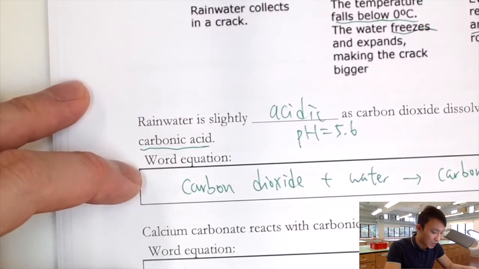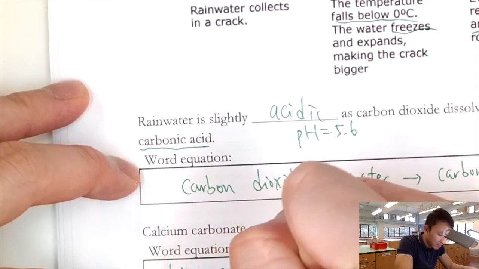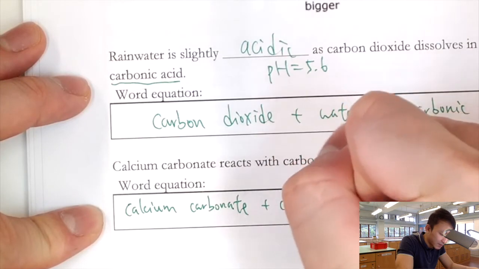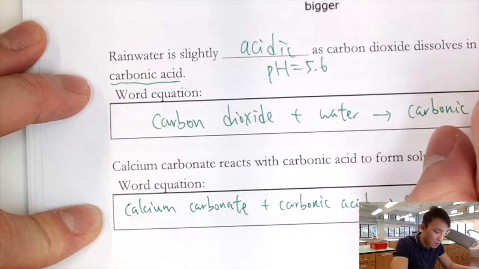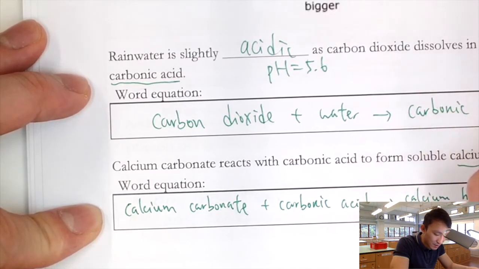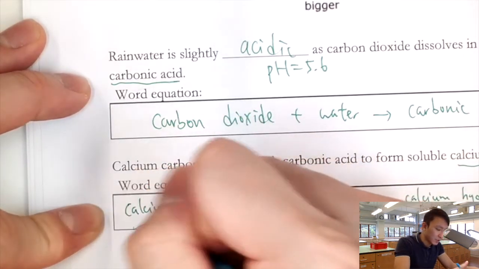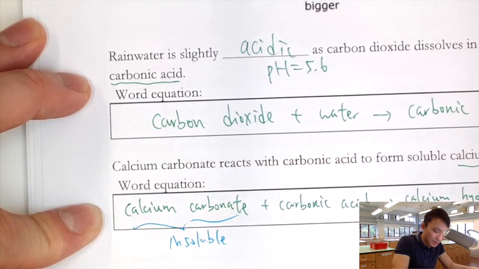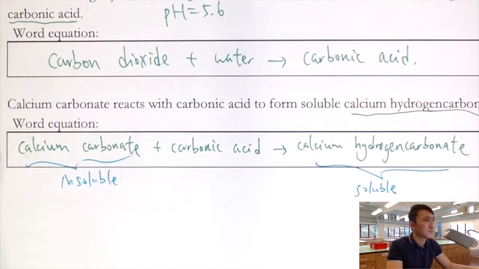Okay? Now the word equation here, so you will put down calcium carbonate reacts with carbonic acid to form calcium hydrogen carbonate. Okay? And make sure you know this one is insoluble. This one is soluble in water, of course, in water. Okay?